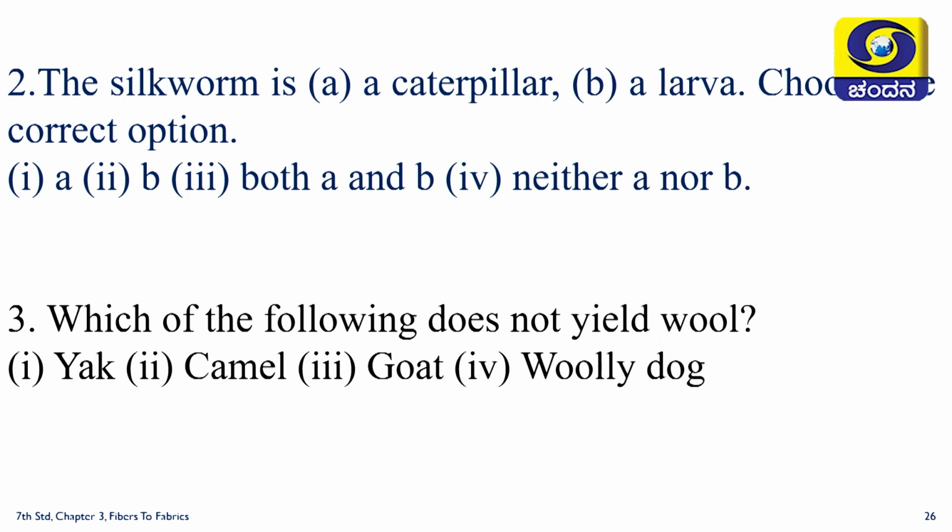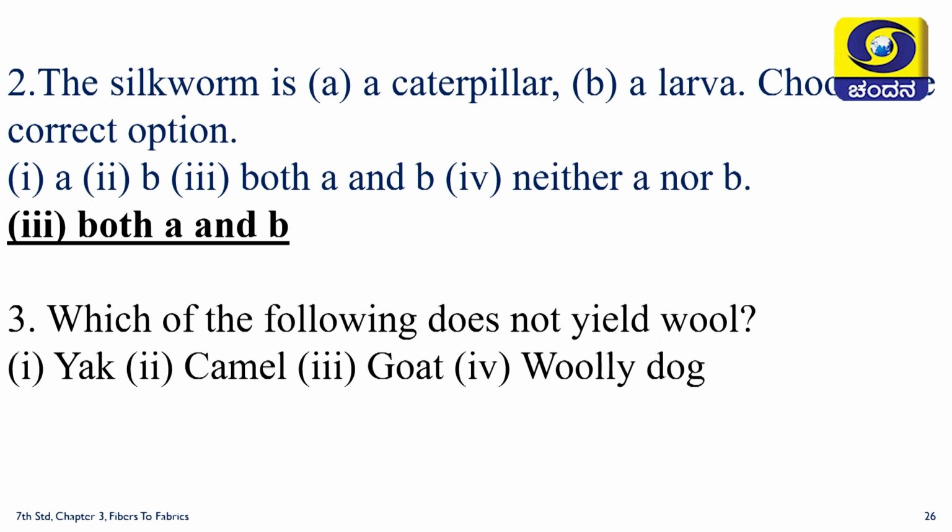Third one, the silkworm is a caterpillar, larva, choose the correct option, students. Now, we have already seen the life history, the life cycle of silkworm. You can answer this question easily. The silkworm, whether it is a caterpillar or a larva? Yes, exactly. It is both A and B.